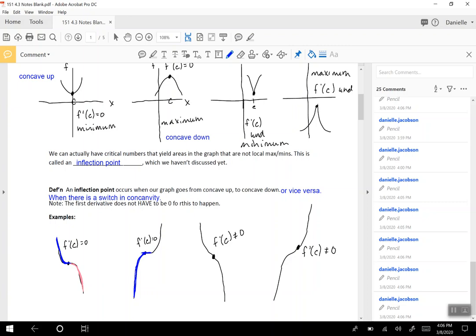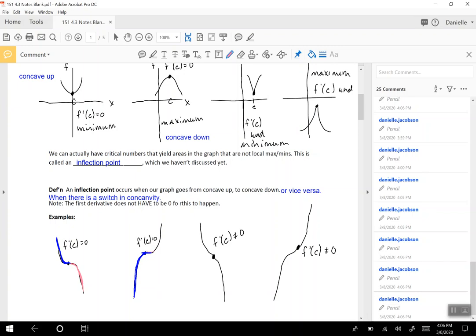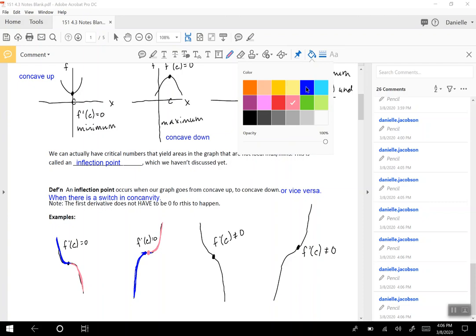So you can see the derivative is 0, right? And then when we go here, it switches to concave up. So right here, we have an inflection point. The odd thing is we don't necessarily have to have the derivative being 0 to get an inflection point.